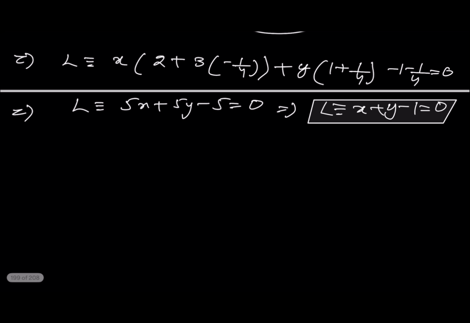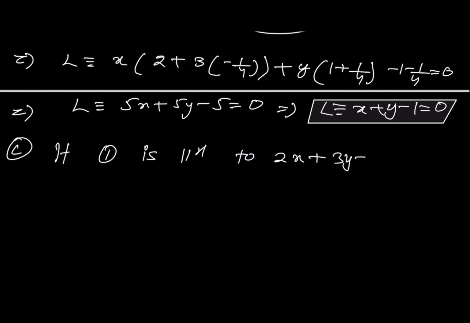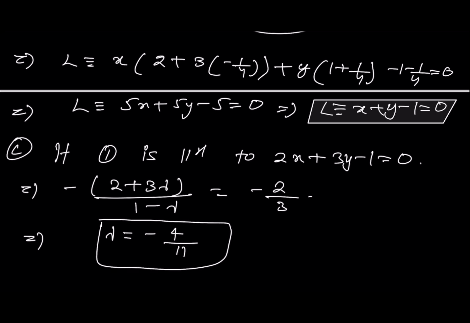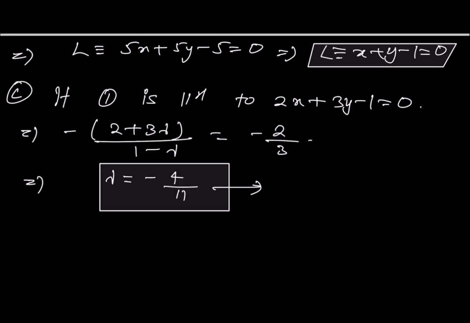Now C part. If L is parallel to 2x + 3y - 1 = 0, this implies what? The slope of L, that is minus coefficient of x upon coefficient of y, is equal to -2/3. From here, lambda can be -4/11. Put this lambda in L1 to get L.